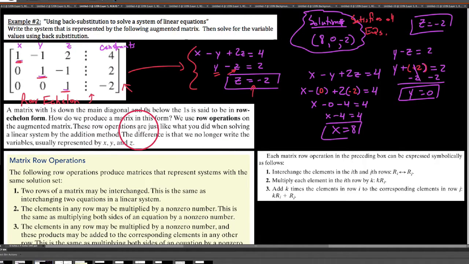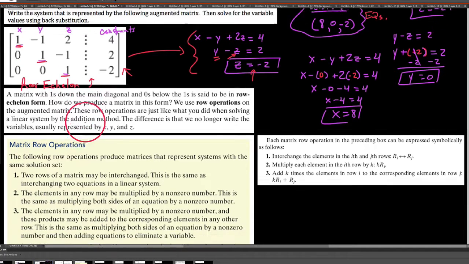So these row operations are just like what we did when solving a linear system by the addition method, but the difference is that we no longer write the variables, usually represented by x, y, and z. So when we're doing this with matrices, it's saving us the trouble of having to, say, multiply a whole equation by 2 so we can get things to eliminate or cancel out. And doing that, you had to rewrite all your x's, y's, and z's. With matrices, we're going to just skip that altogether, and so it makes it a little bit more streamlined.